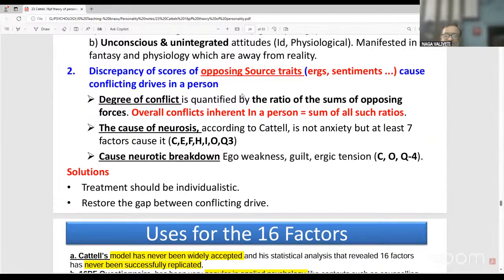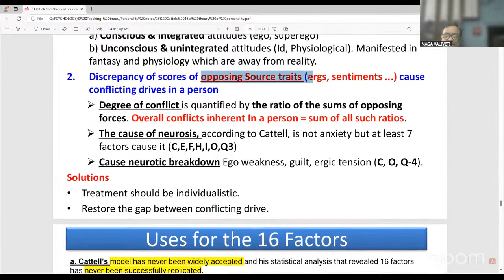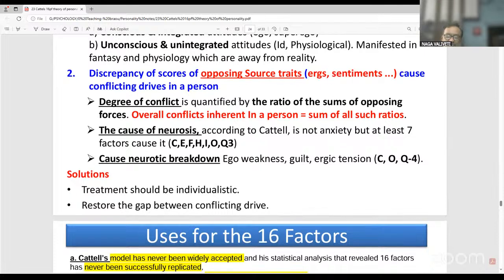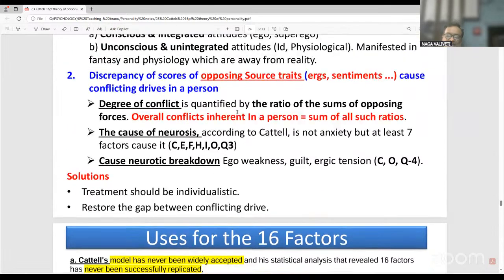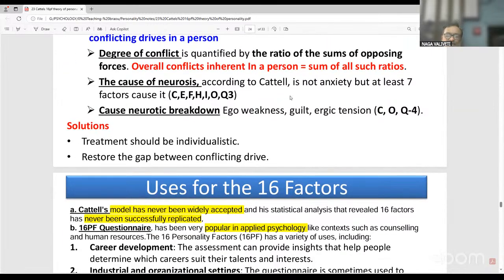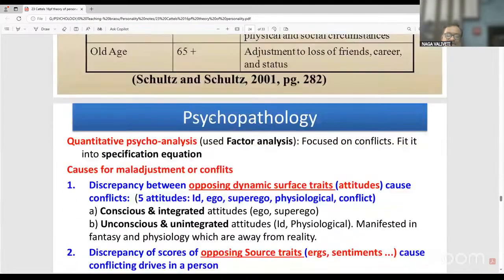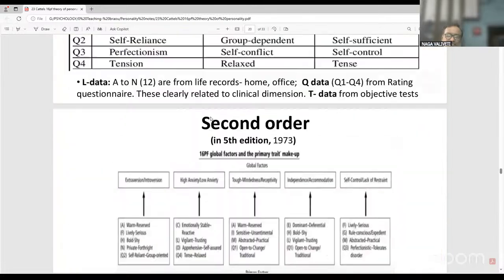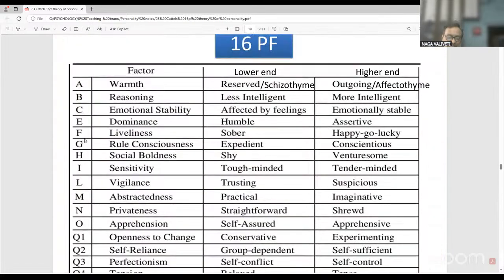Then there are source traits. Ergs mean energy, needs. Sentiments are attachments. So there will be conflict here also if scores are opposite, not in the same direction. The degree of conflict you always have to see as a ratio. The sum total of ratios will give us the conflict. He says that for the cause of neurosis, he has given certain factors. Here, see, some factors are there. Depending on these factors, let me.